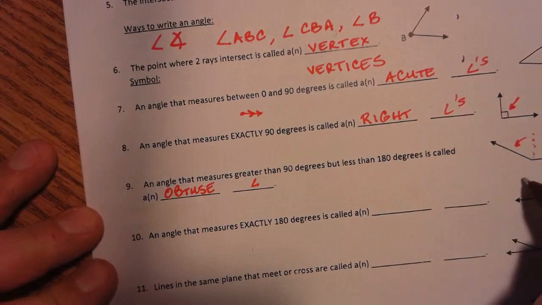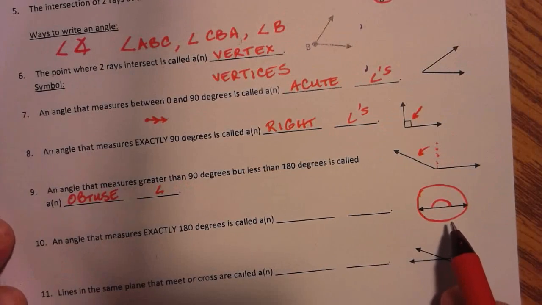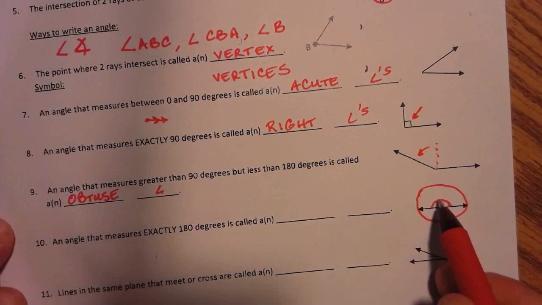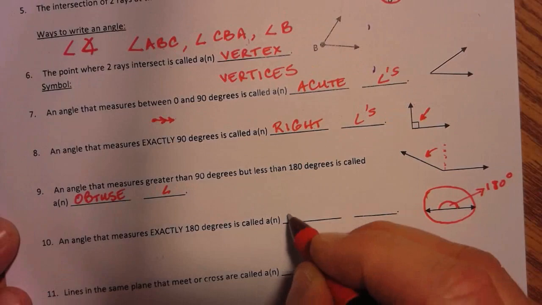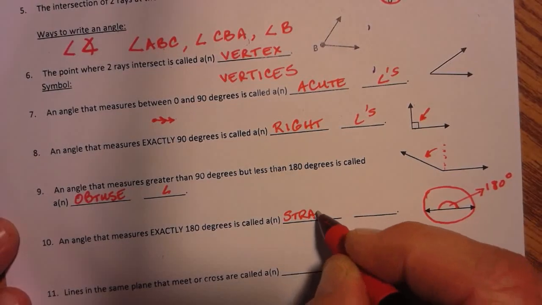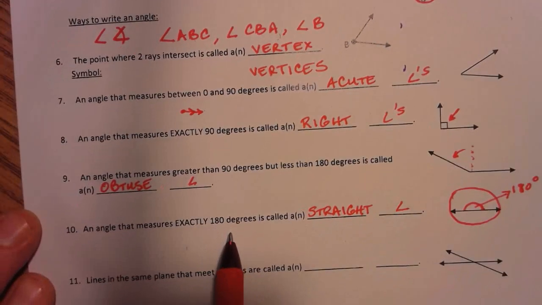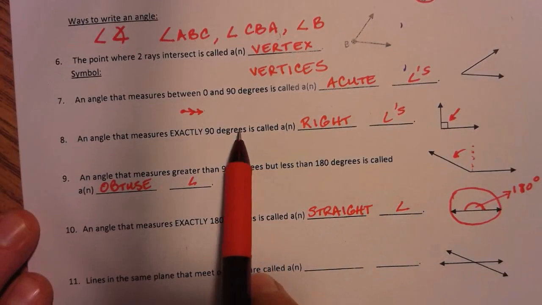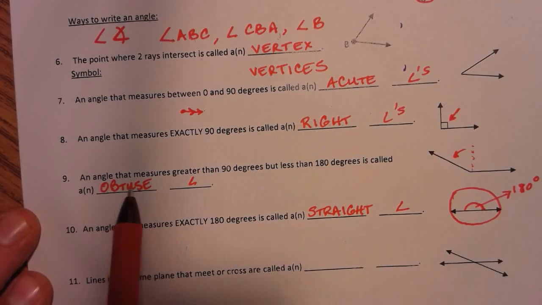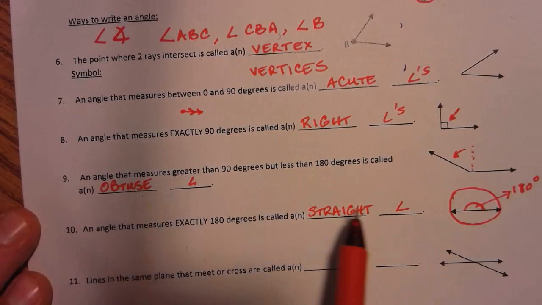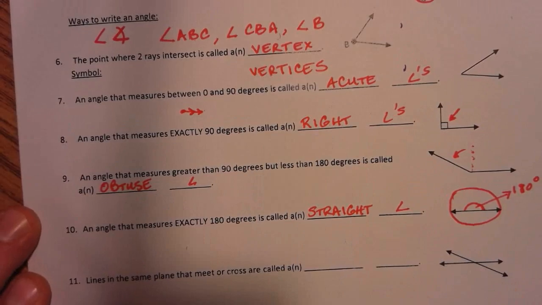And if you notice, this would also be half of a circle, which is 360 degrees. So if we only go halfway, that's where the 180 degrees comes from. And this is something called a straight angle. A straight angle is exactly 180 degrees. So we've got less than 90, exactly 90, greater than 90 but not quite to 180, and then exactly 180. Acute, right, obtuse, and straight. Those are the 4 different types.